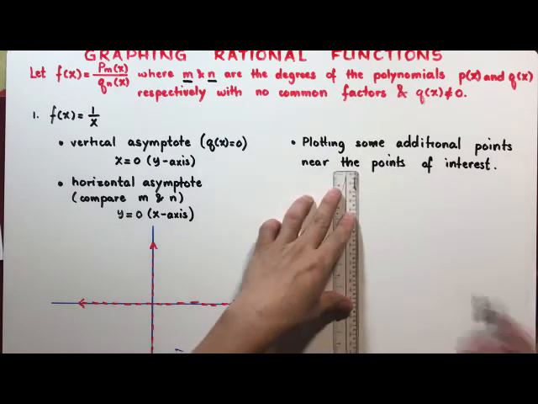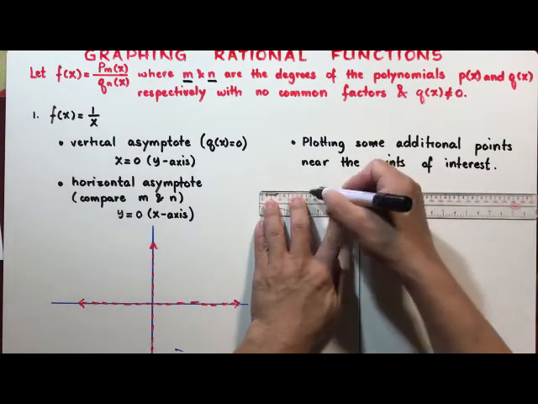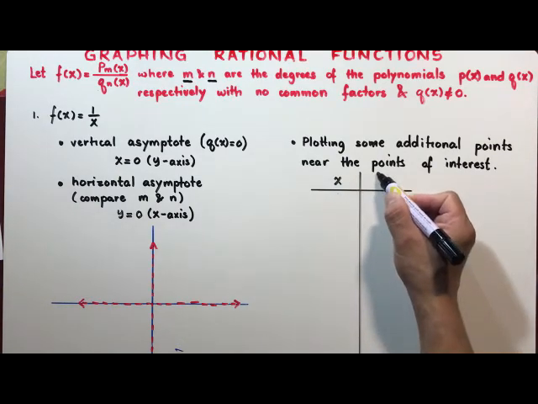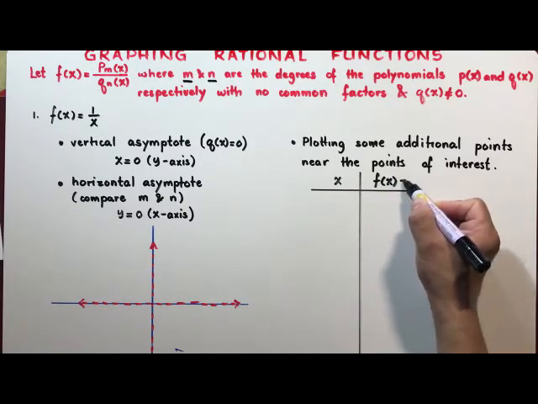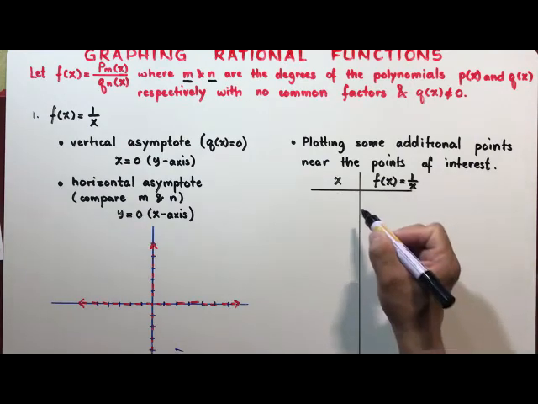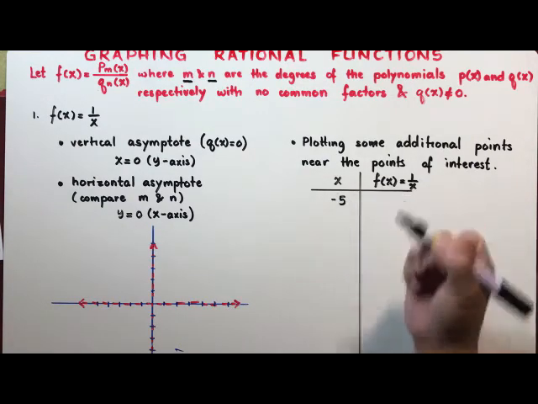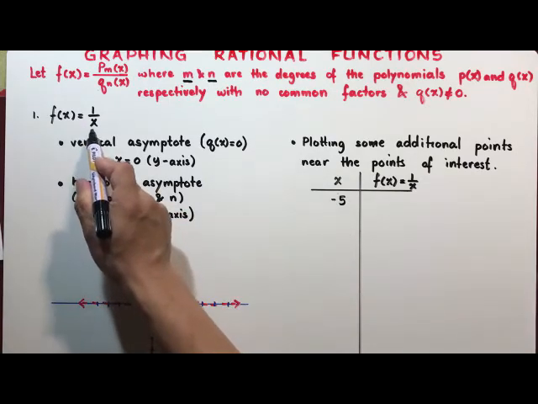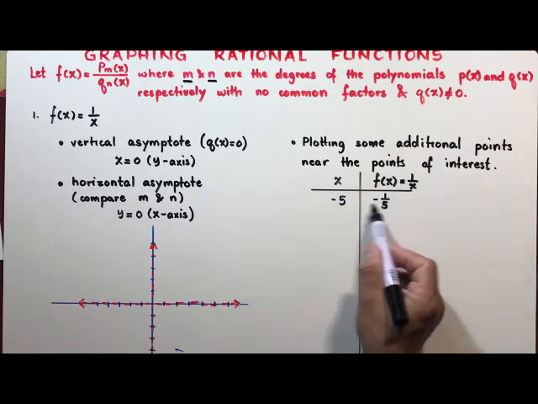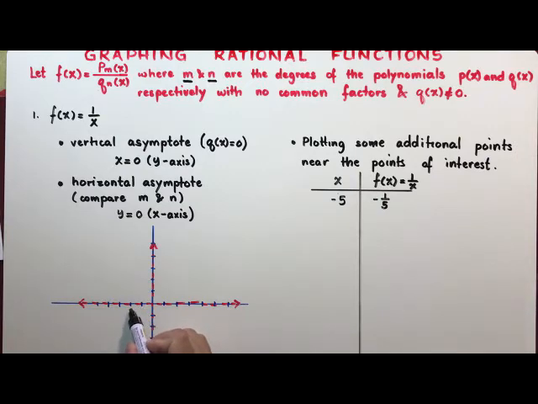So we can plot some additional points so that we will be able to determine the behavior of our graph. Here we have x, and here we have our function f of x, which is equal to 1 over x. Let's try first when x is equal to negative 5. Substituting into the function, our function becomes negative 1/5. If you plot this point, our y there is negative 1/5. It's below the x-axis because it's negative.